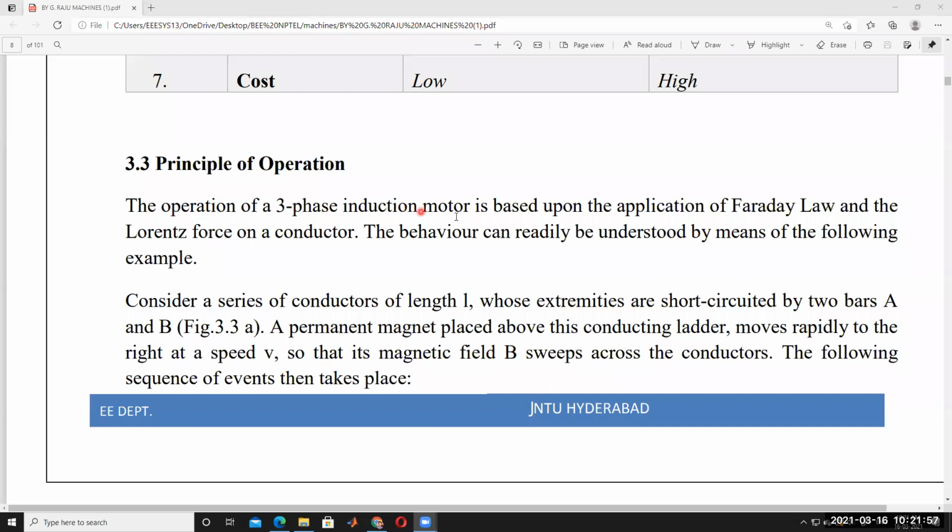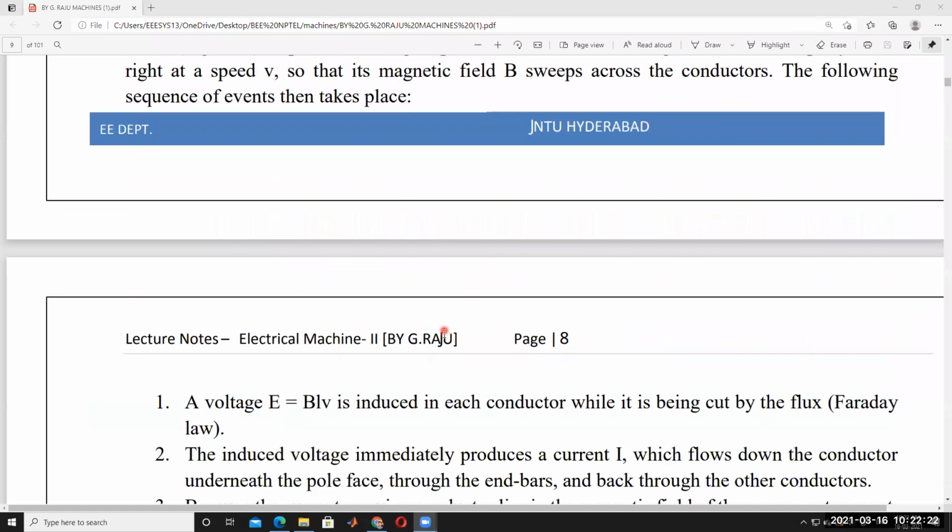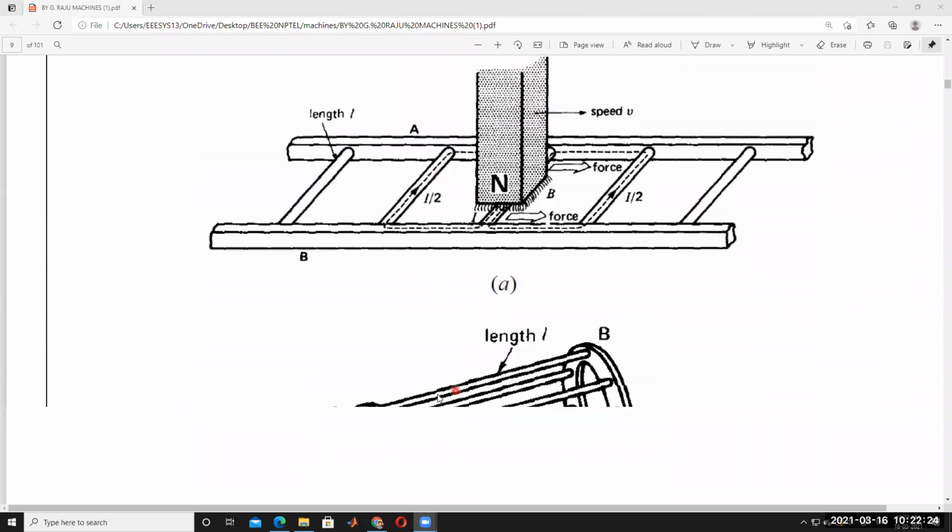The operation of a three-phase induction motor is based upon the application of Faraday's law and the Lorentz force on a conductor. This can be easily explained by using one example. Consider a series conductor of length L. Like this is the series conductor of length L.